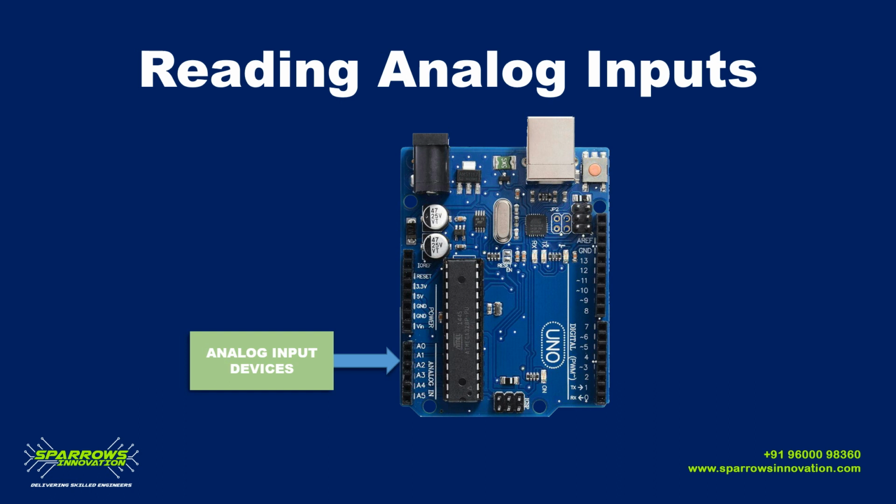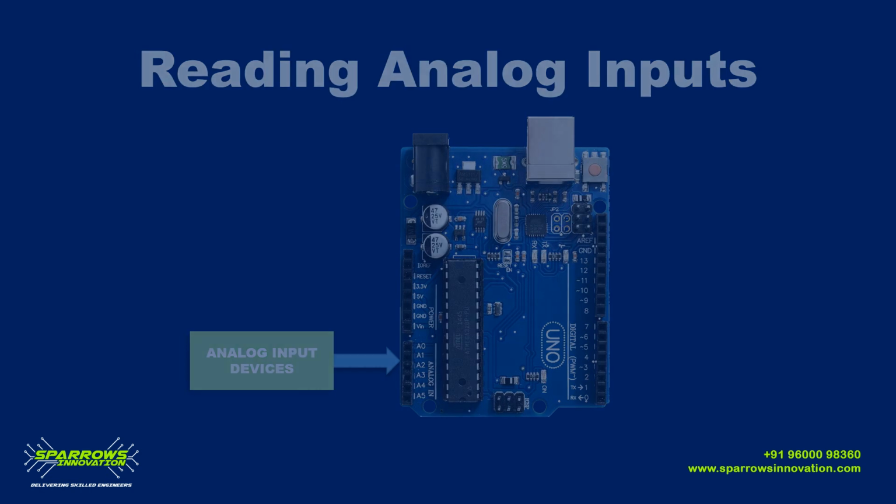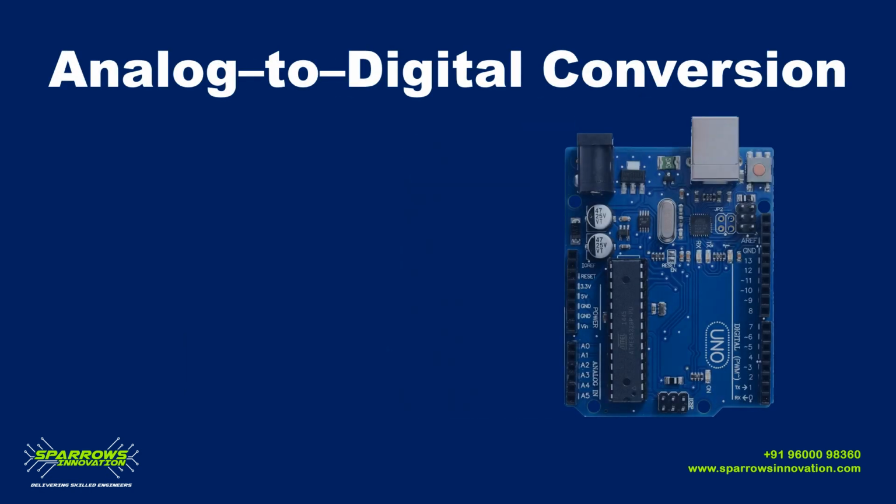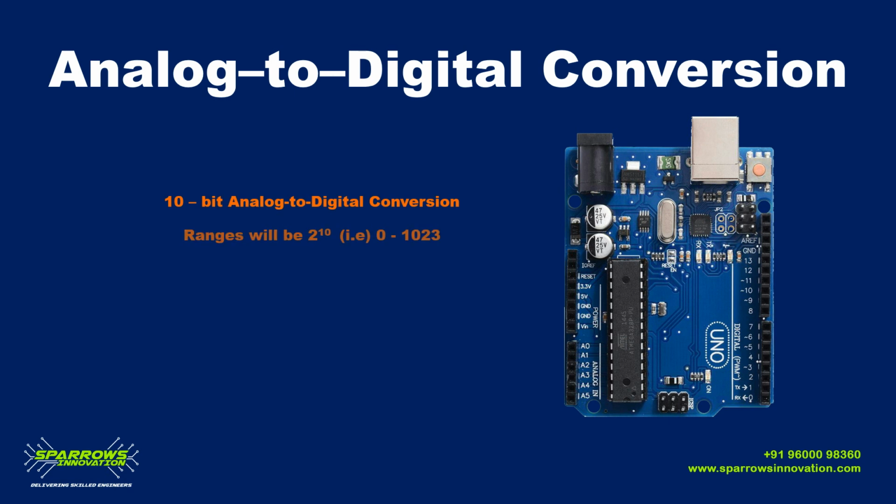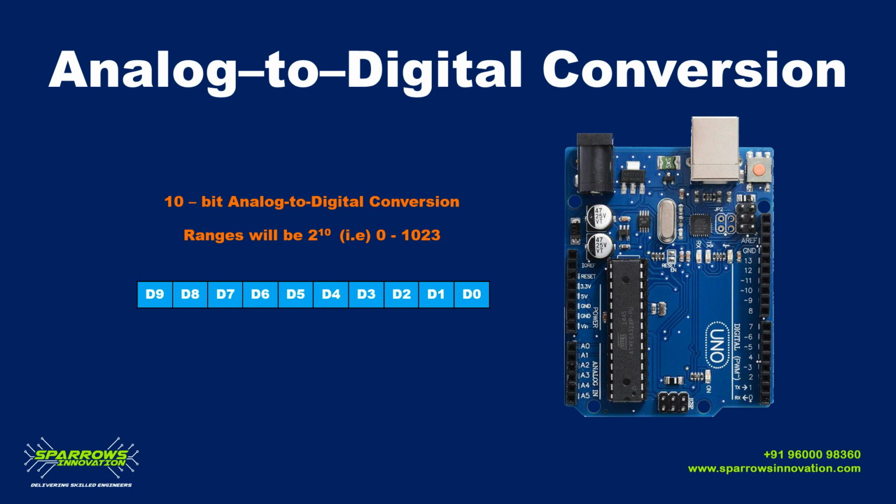So, how is it getting converted? What kind of format will the data be converted to? In Arduino we have a 10-bit analog to digital conversion block. That means it will have 10-bit binary data, so the range is 2 power 10, that is 0 to 1024, the range of your converted digital value.